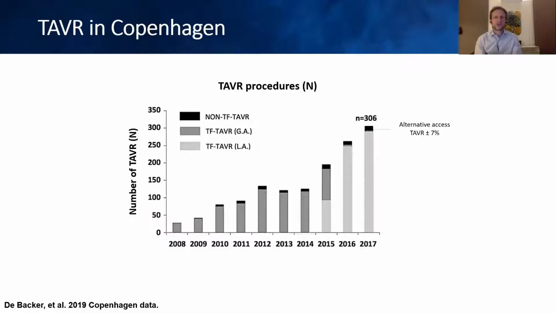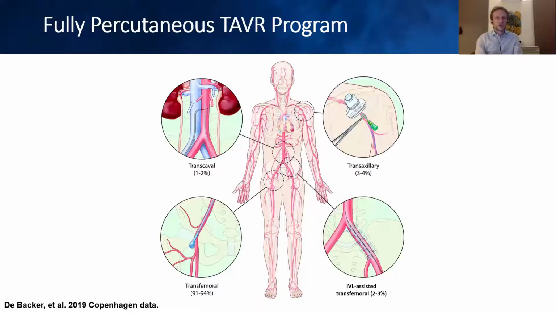But as you see now, these last data I show you here in this graph are from 2017. 7% of them were done by alternative access, 93% by transfemoral access with just local anesthesia, so no use of general anesthesia. Last year in 2019, we did our entire TAVR program of nearly 400 cases fully percutaneous, using the transfemoral approach, also the Shockwave or intravascular lithotripsy assisted transfemoral approach for 2 to 3% of cases.